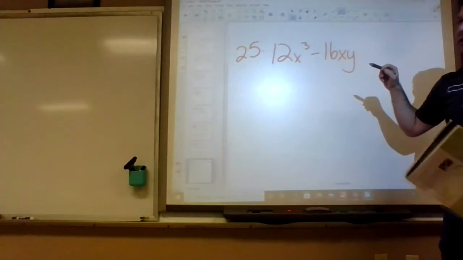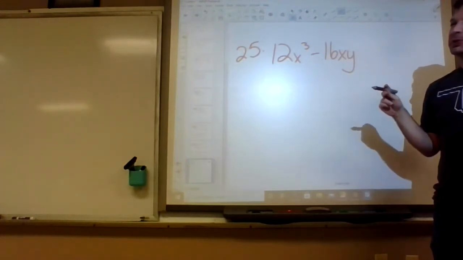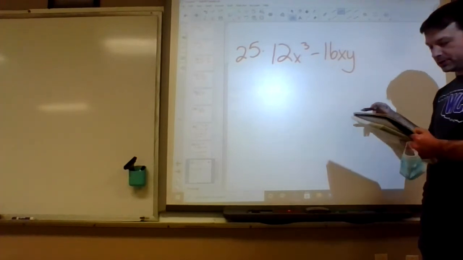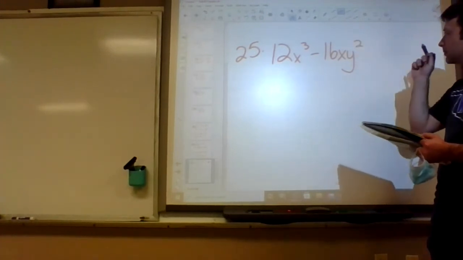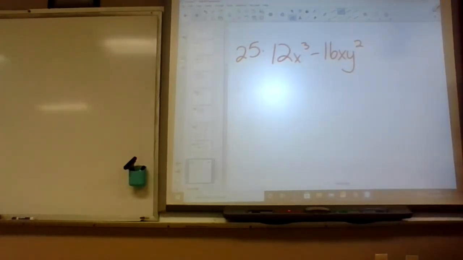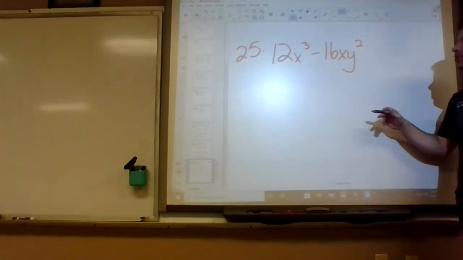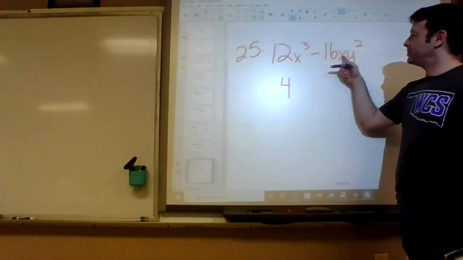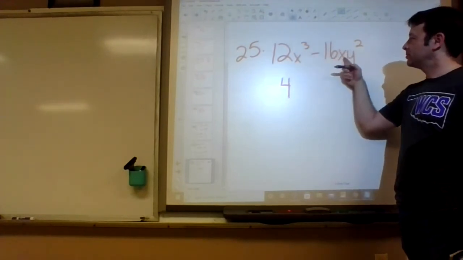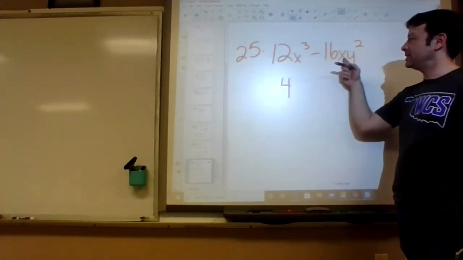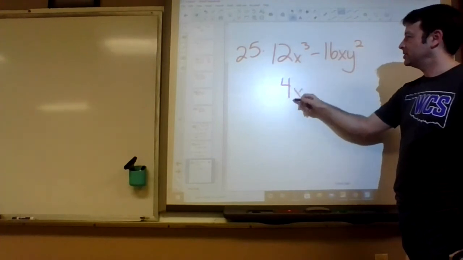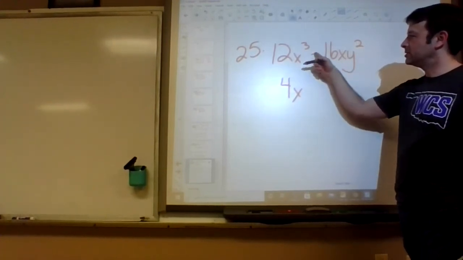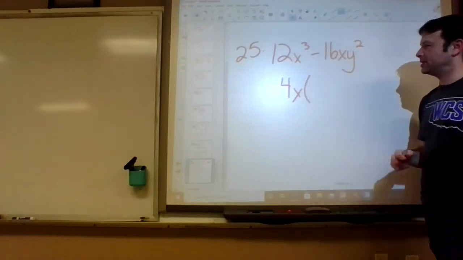This assignment is pretty easy if you know your times tables. If not, it's going to take a lot more work. What goes into 12 and 16? 4. So 4X. How many X's can we take out? One comes out of both of them. The least of the X's is 1X. How many Y's can we take out? None. So that'll be outside the parentheses.